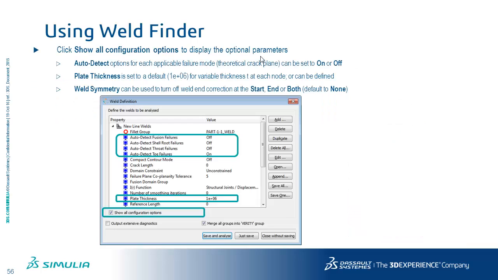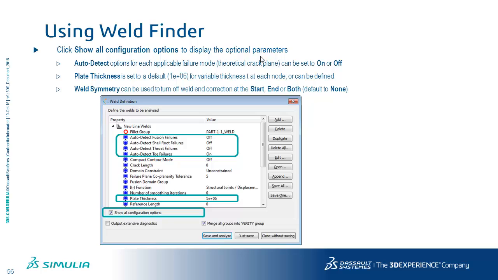So if you want to add a little bit more, you can open up the additional configuration options. Those that can be useful are, first of all, what type of crack you want to consider. By default, it's set to consider toe failures, but you may want to also make it detect the throat failures, fusion plane failures, and so on. And that's defined using the first four options.